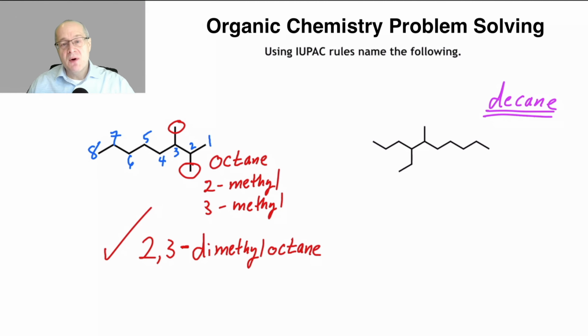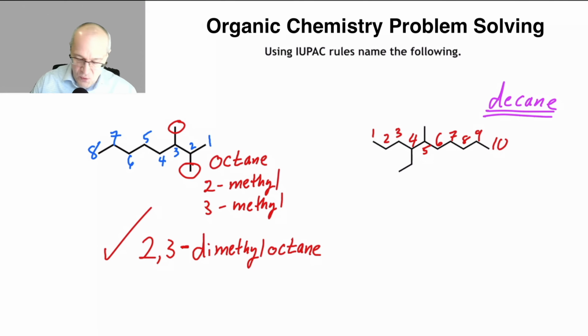Now we have to number the carbons. You always start numbering from the carbon closest to the first substituent. So 1, 2, 3, 4. Carbon number 4 is where the first substituent starts if we count from the left. 1, 2, 3, 4, 5, 6 if we go from the right. So we have to number from the left. 1, 2, 3, 4, 5, 6, 7, 8, 9, and 10. So this is a decane.